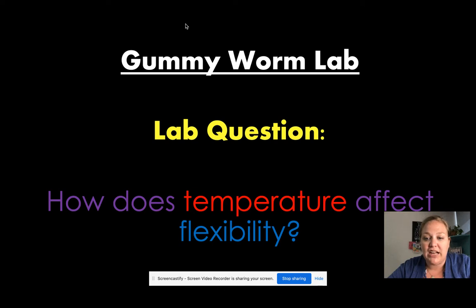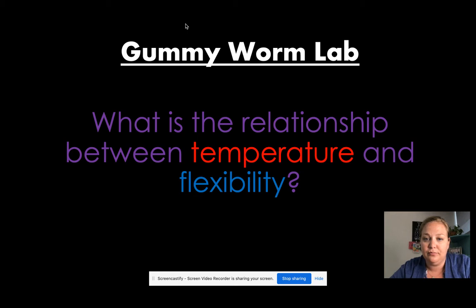So our lab question asked, how does temperature affect flexibility? In other words, how does the independent variable affect the dependent variable? So based on what you saw, what is the relationship between temperature and flexibility? Most of you would have found that as temperature goes up, flexibility also goes up. And you kind of know this from experience. The warmer your muscles are, the more flexible you are.